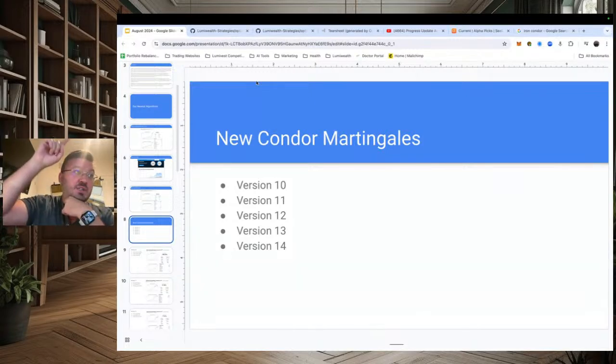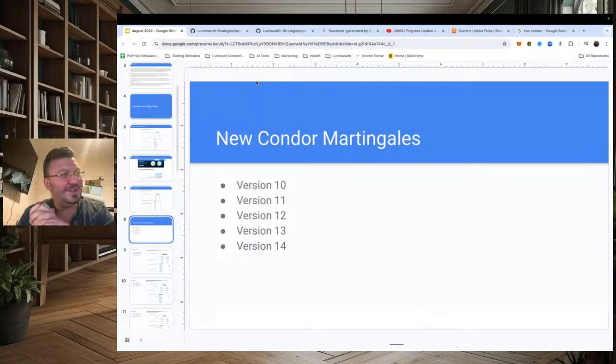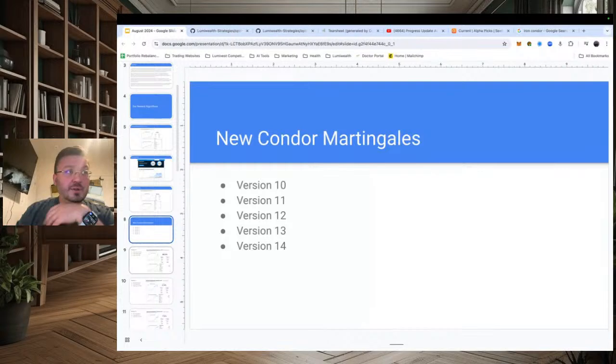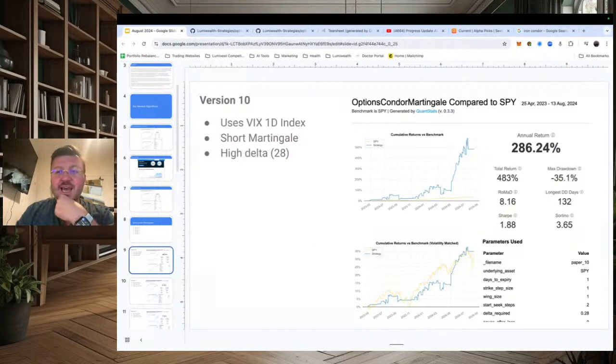You saw the market just crash 15%, and now we're back almost where we started, even faster, which is just wild. But we did make a few new versions that we've been testing out, and I think some of these have good potential, especially once the markets calm down a little bit. So I made version 10 of our Condor Martingale. In our backtesting this one got a 286% annualized return with a 35% drawdown. So really nice ROMAD, and a really nice looking graph here, quite stable.